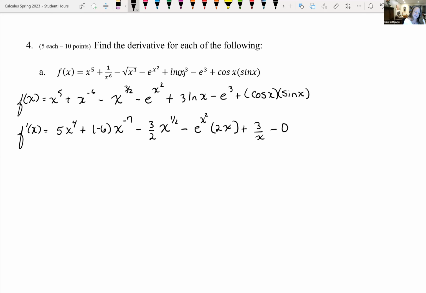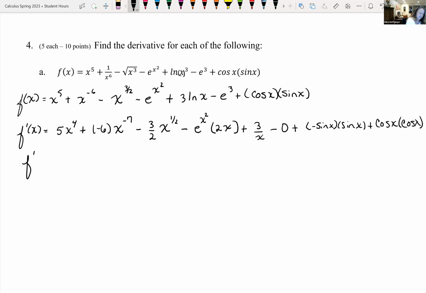And then the last term in here, the derivative of cosine x times sine x, I need to use my product rule. The derivative of cosine x is negative sine x, times the second, sine x, plus the first, which is cosine of x, times the derivative of sine x, which is cosine x.